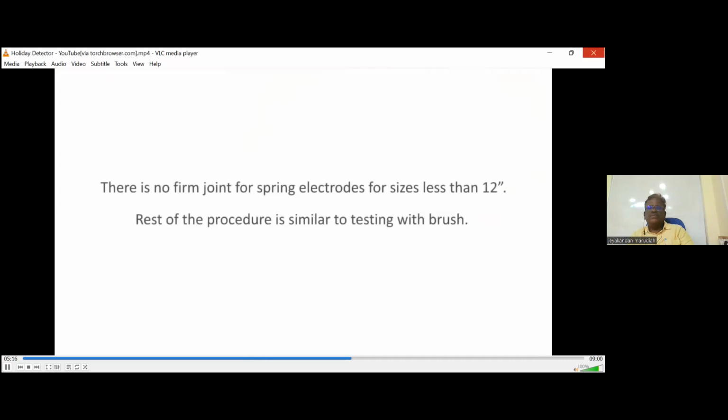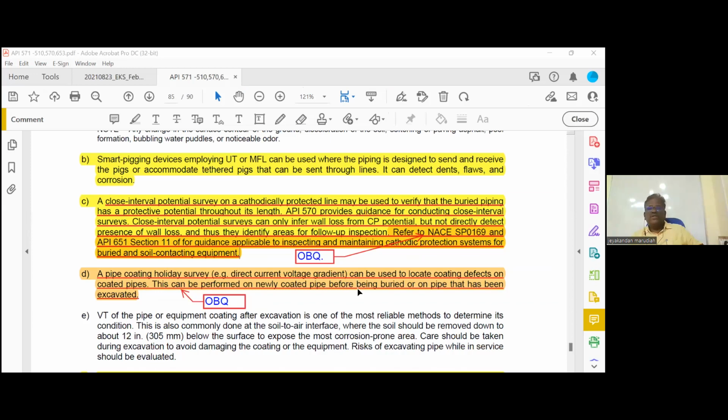Note, there is no voltage drop. Okay, so this is the holiday test. Highlight this one: a pipe coating holiday survey can be used to locate the coating defects.